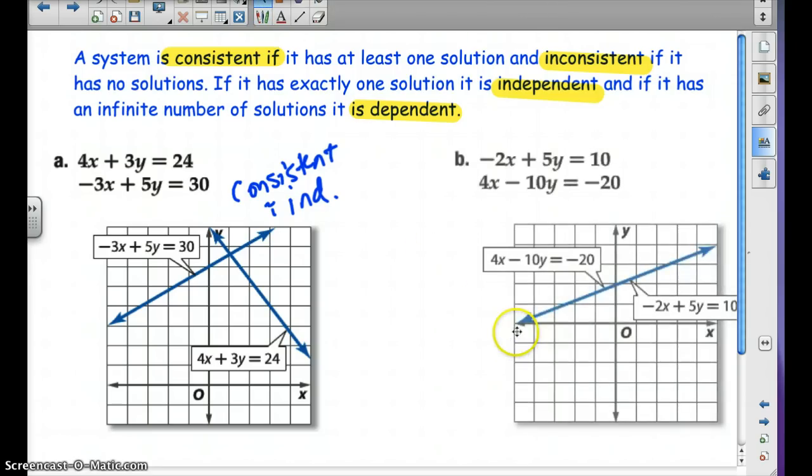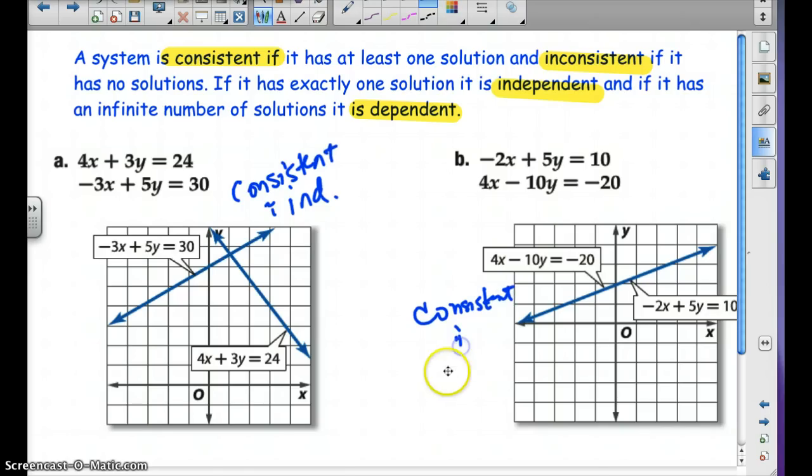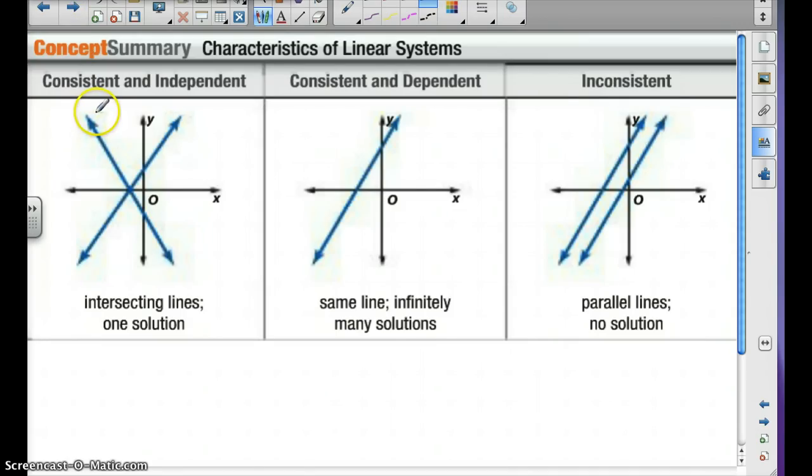And this one here is the same line. And so the system would be consistent and dependent because there is an infinite number of solutions. So it would be consistent and dependent because it has at least one solution and there's infinitely many. Alright, so some vocabulary there for you. And here's some visuals for you as well.